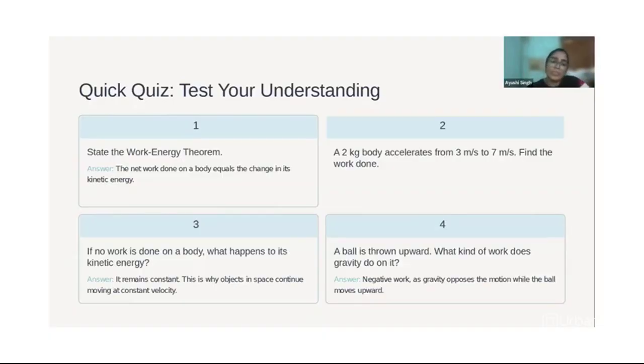Now, if no work is done on a body, what happens to its kinetic energy? It remains constant. That means kinetic energy final will be equal to initial. This is why an object in space continues in constant motion. And a ball is thrown upward. What kind of work does gravity do on it? Obviously negative, because the object is moving upward and the force is applied downward. So displacement is upward and force is down, so work will be negative, right?